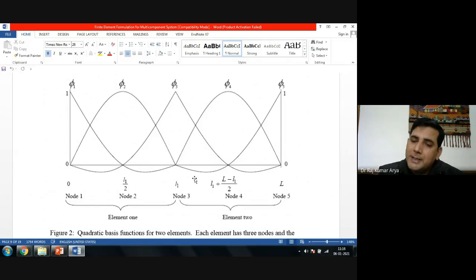However, they look like same. They look like a mirror image of each other, but they are not getting extended. Make sure that φ2 and φ4 look like same, but they are not getting extended from element to element. That's what I want to say.